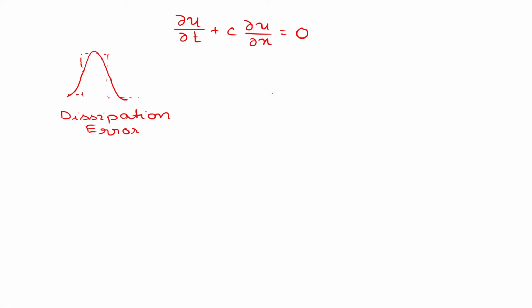And if you have this wave, and if you have odd order derivatives in the truncation error, then this will look like this. You can see there will be wiggles, and this is known as dispersion error.